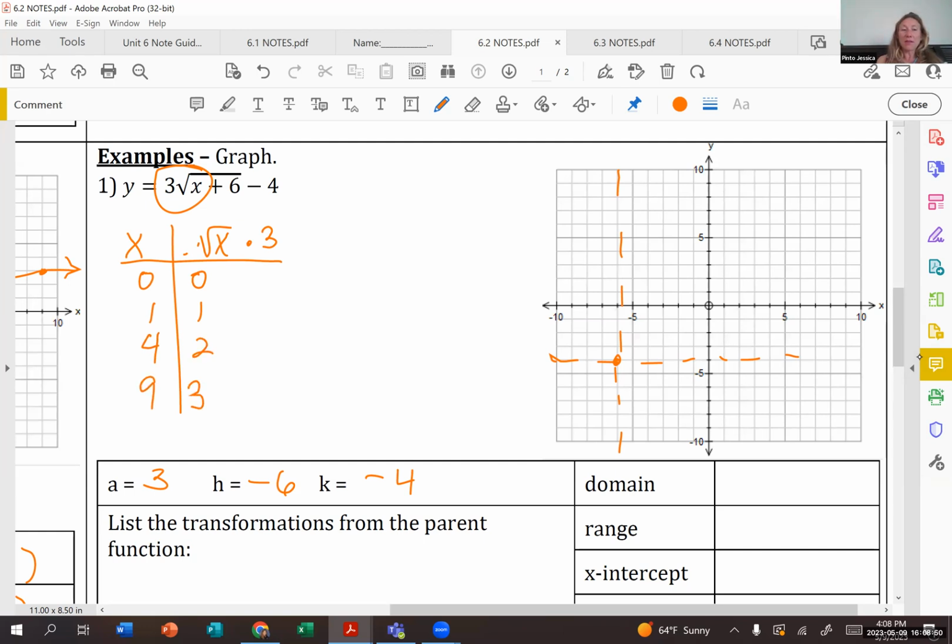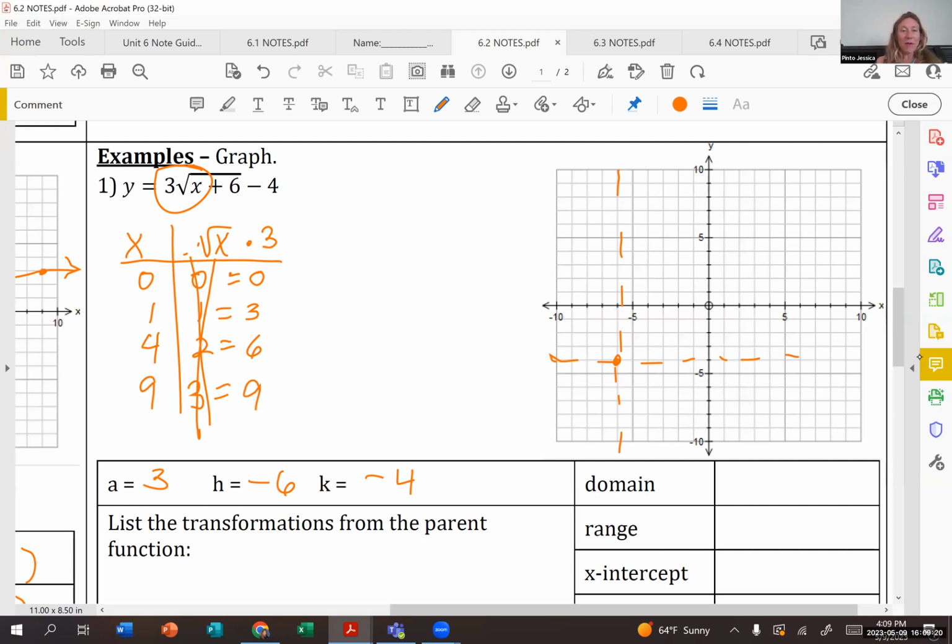And then I'm going to multiply these all by 3 to get my correct final y value, which with an a value of 3 is a stretch by 3. So that's going to be 0, 3, 3 times 3, 6, 3 times 3, 9. And then I want to cross these y values out because those were just part of my work. You don't always have to show that work, but I wanted to show the work.